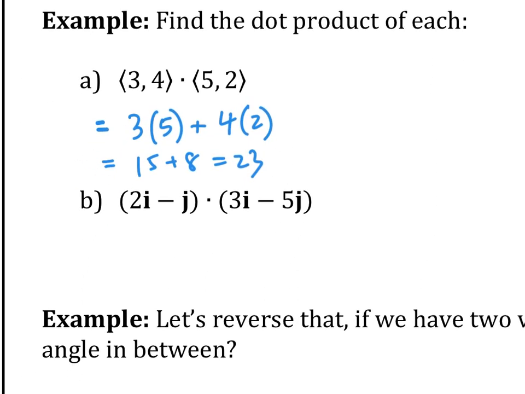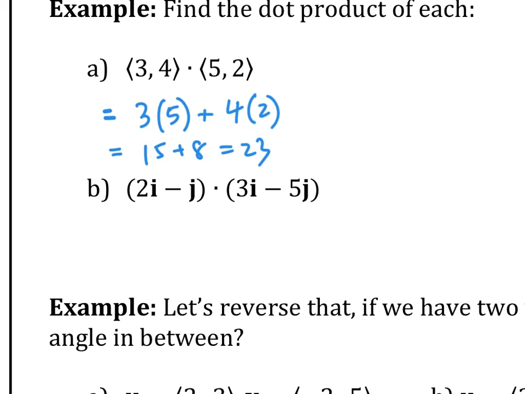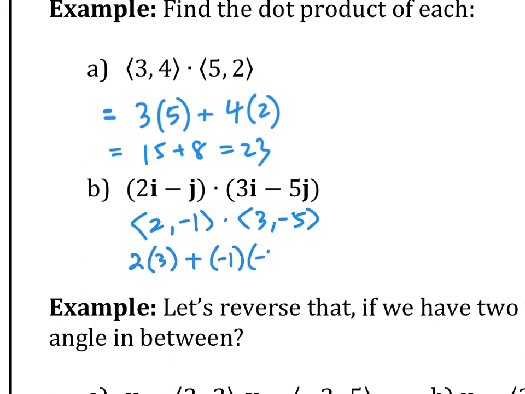All right, let's look at the next one. 2i minus j dot 3i minus 5j. So this is kind of tricky because it's not in vector component form, but we can always change it to component form. 2i minus j just means <2, -1>. Dot 3i minus 5j equals <3, -5>. Then if you dot the two vectors together, that is 2 times 3 plus negative 1 times negative 5. So this is 6 plus 5, which is 11.